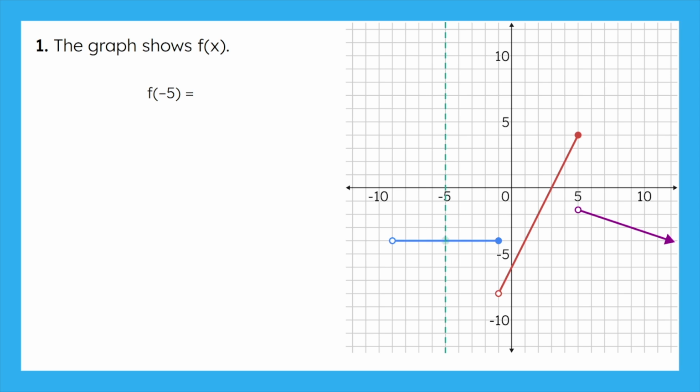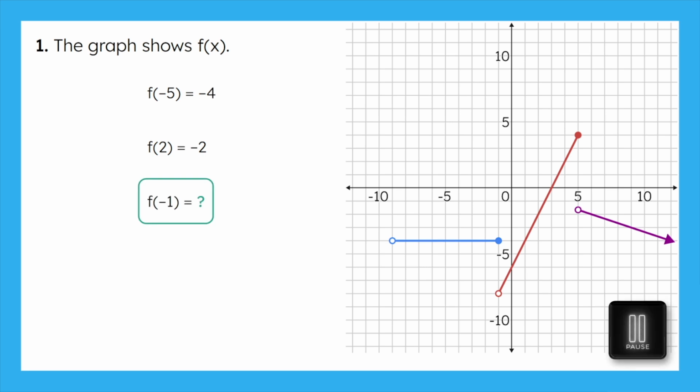Yeah, it's -4. What about f of 2? Yep, that'd be -2. There are some points on this graph that look different than what we're used to seeing, though. For instance, what's the value of this function at x equals -1? Pause the video while you record your answer.